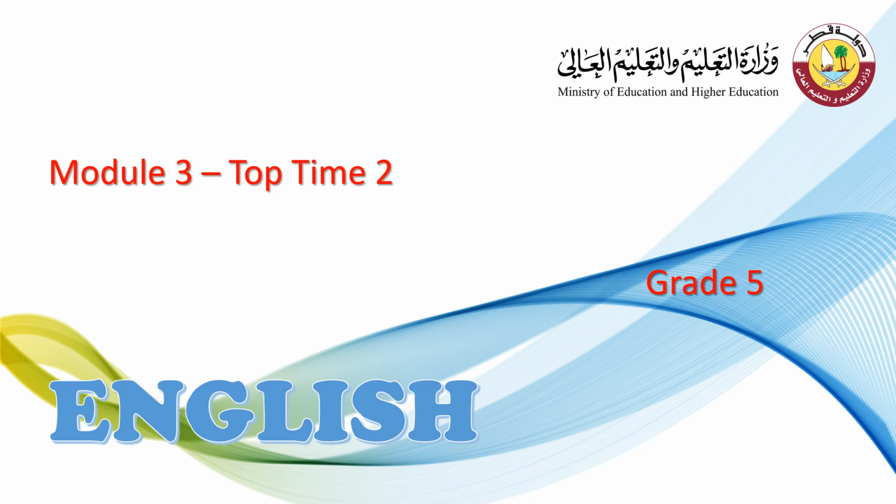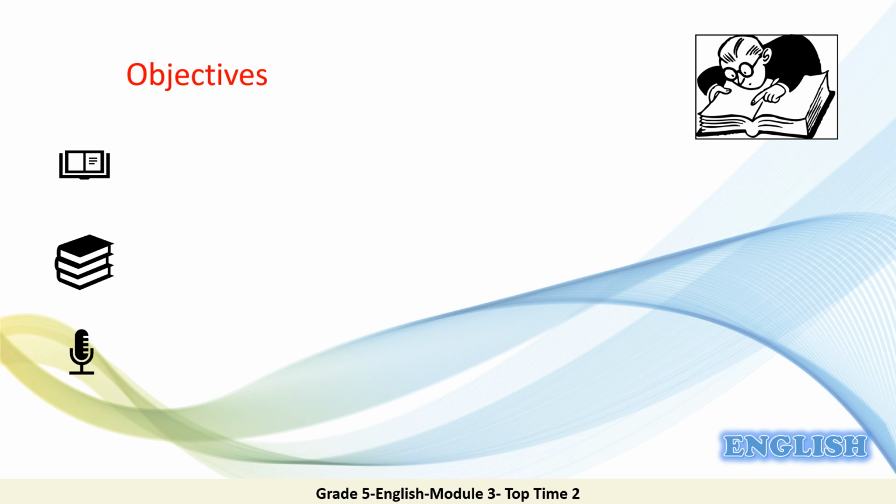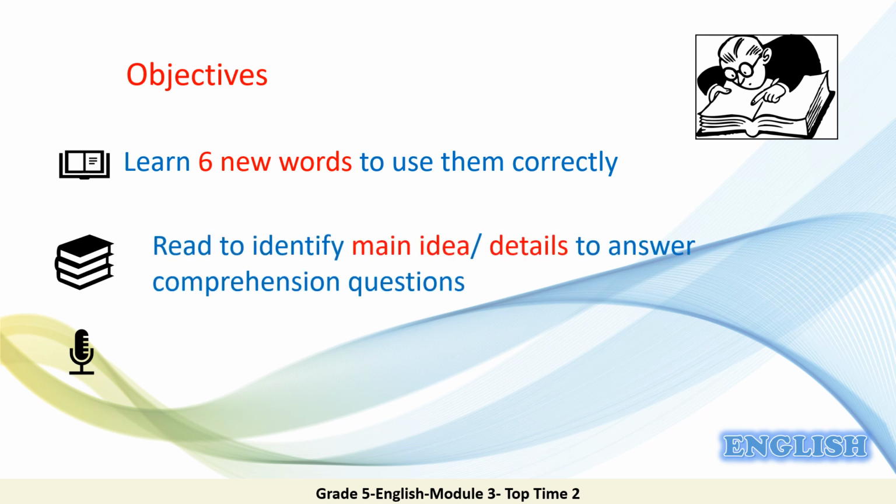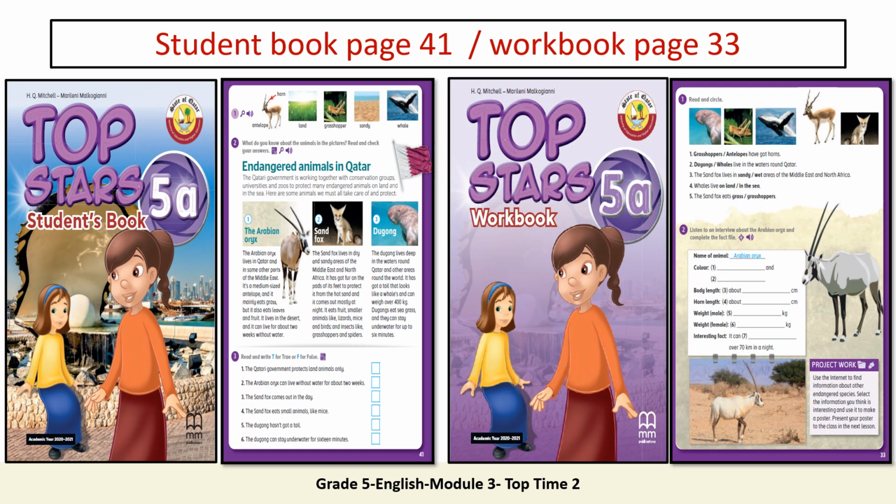Today we will have Module 3, Top Time 2. In this lesson, we are going to learn 6 new words to use them correctly, read to identify main idea details to answer comprehension questions, talk about endangered animals. You will find this lesson in your student book page 41 and in your workbook page 33.